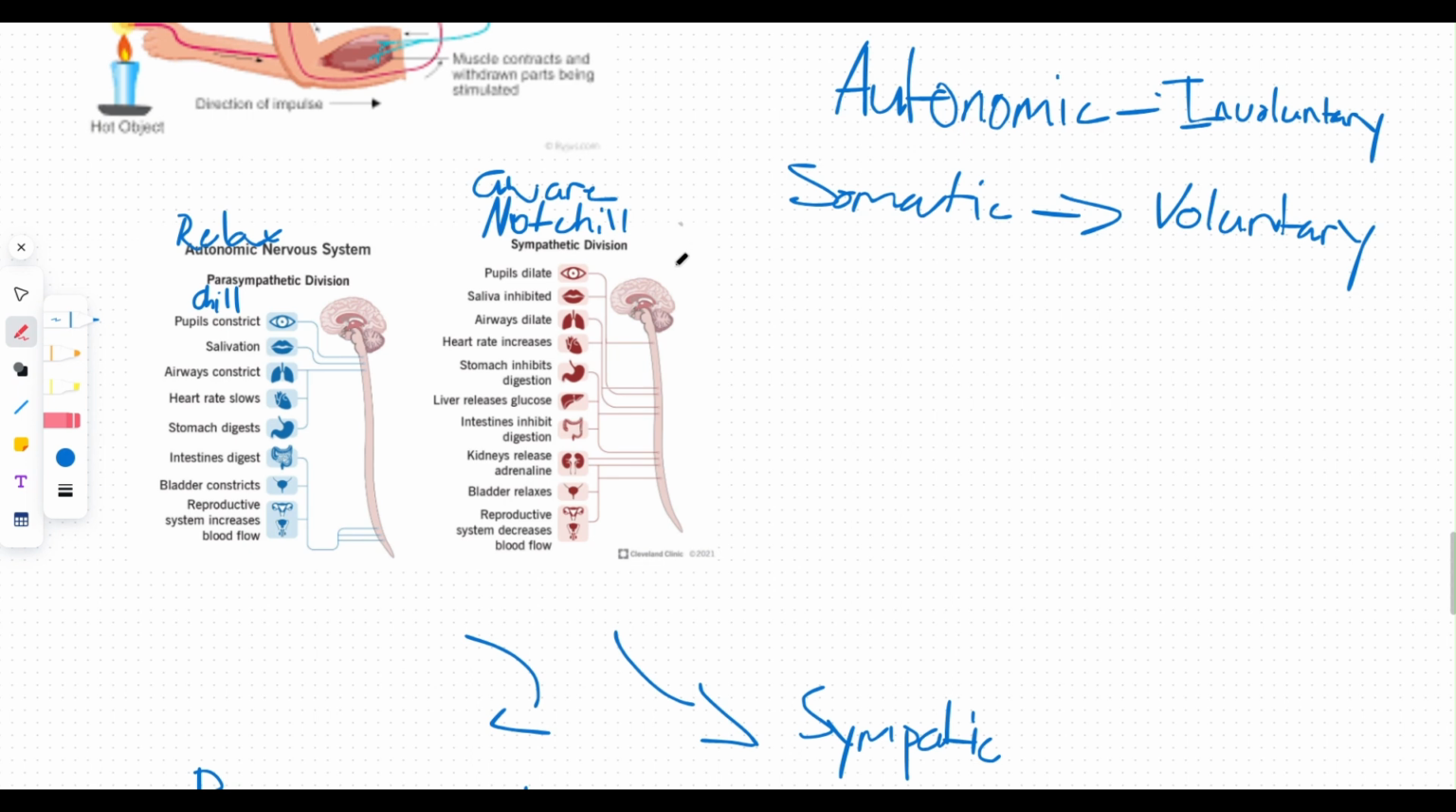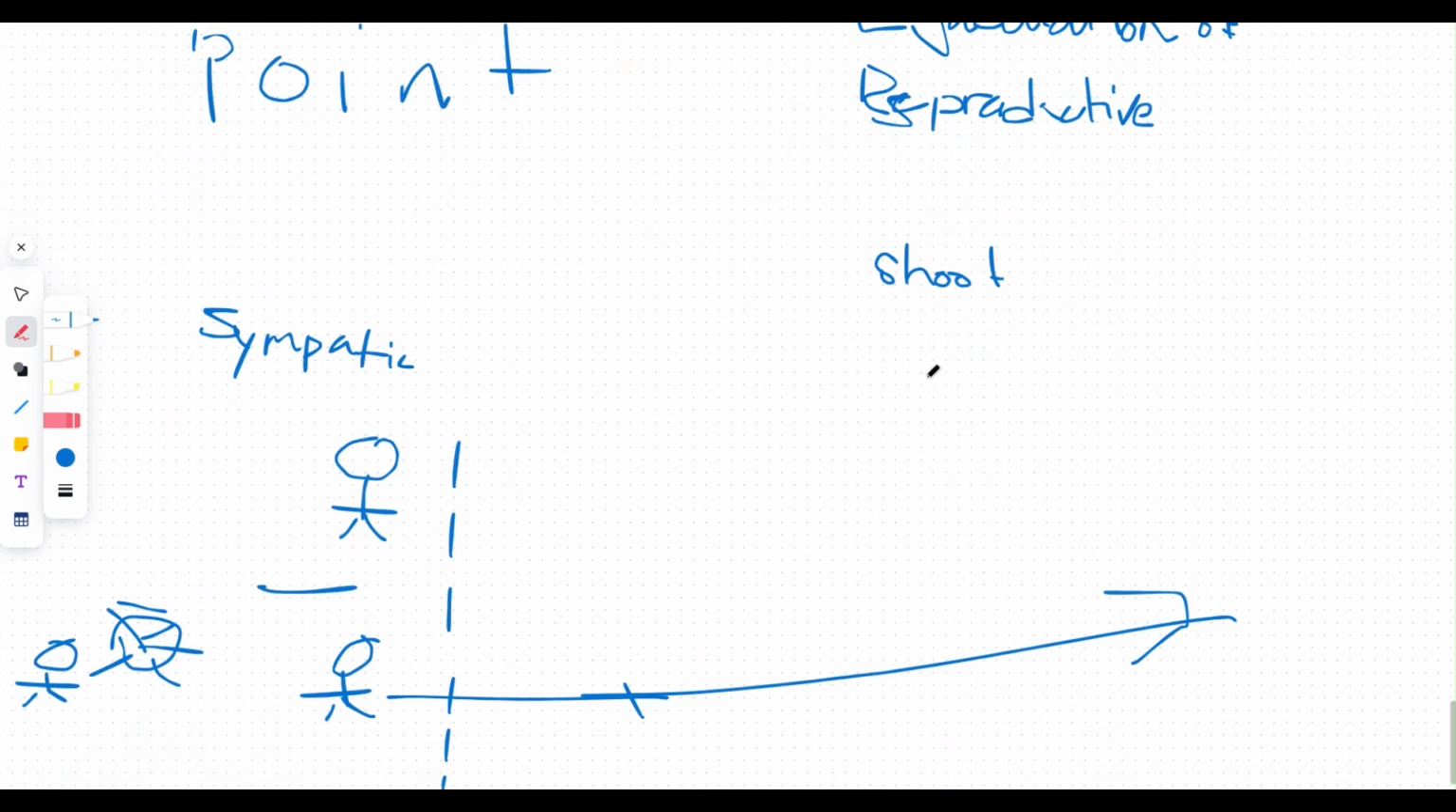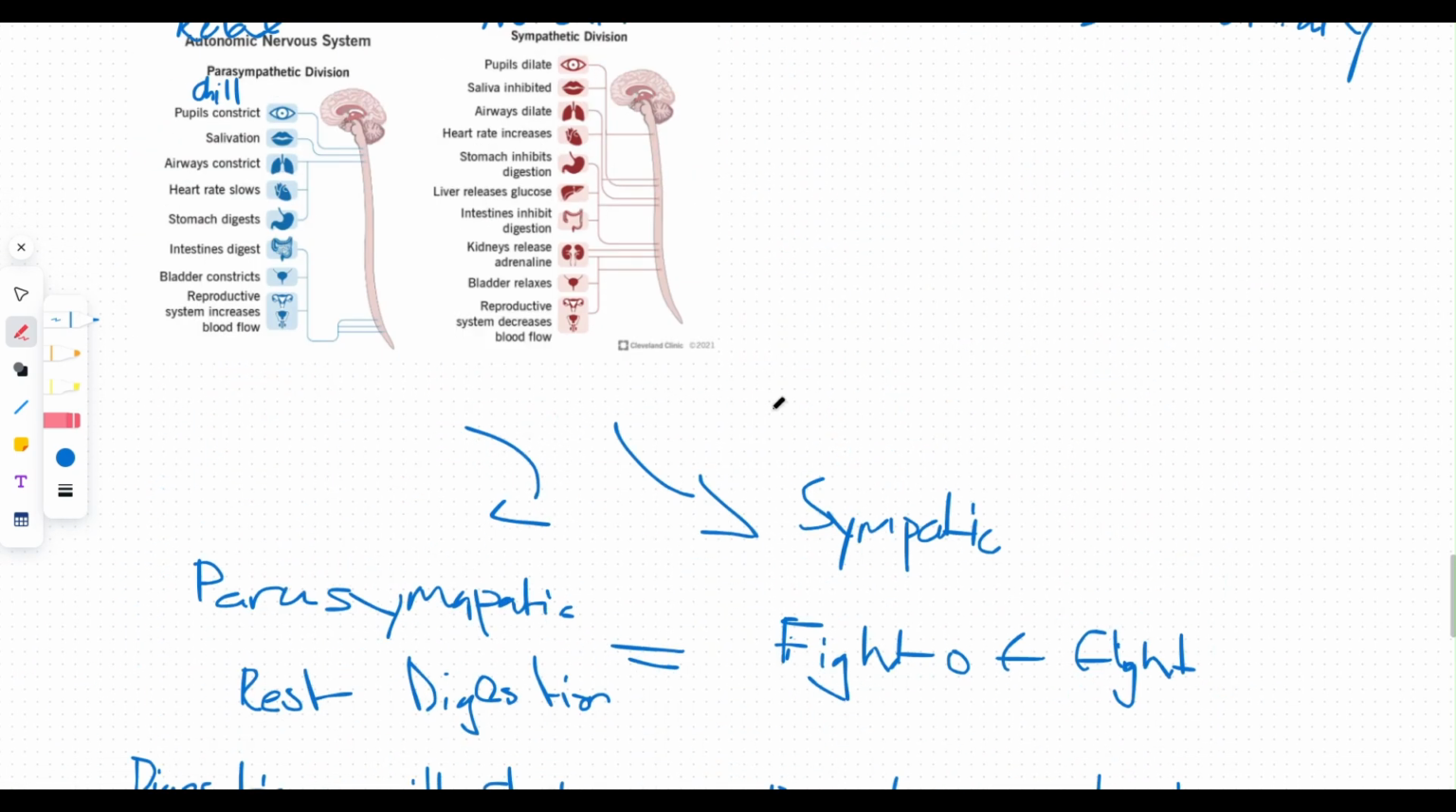Another important factor that I forgot to mention is that during sympathetic, your muscles will get loaded with oxygen and nutrients. There'll be a bunch of oxygen and nutrients floating towards your muscles, right? So obviously your muscles want to work harder. So yeah, that's the sympathetic and that's the parasympathetic.